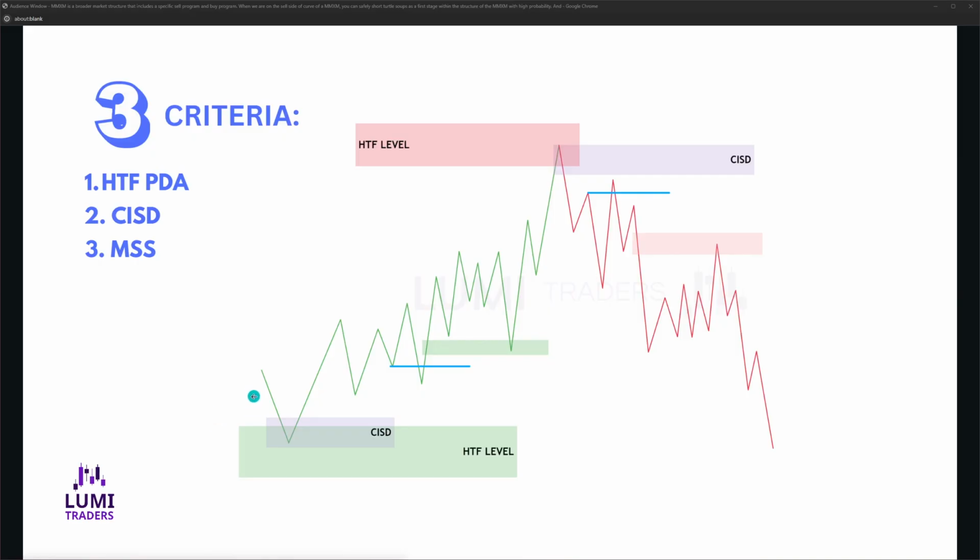For example, right here we got what? We got a higher time frame level, we got a change in the state of delivery, a market structure shift, first stage right here, second stage right here, a move higher to our higher time frame bearish level, then reversal. Every single level supports this sell side of the curve. We got support right here, support right here, support right here, support right here.